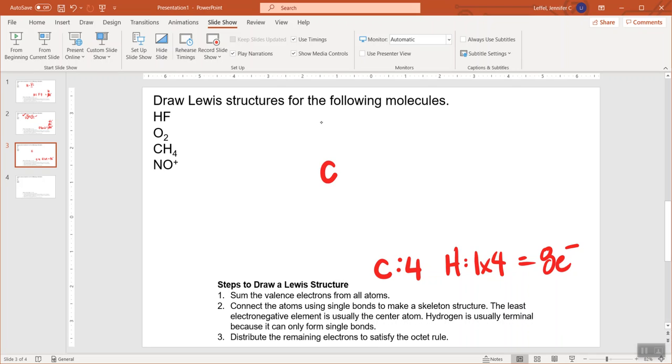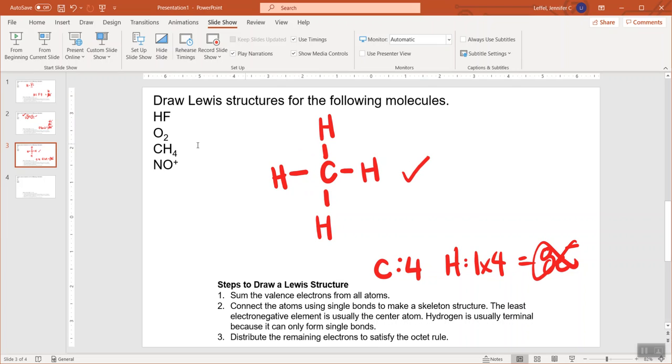And I know that I have to attach 4 hydrogens onto this carbon, and I've got 8 electrons to do that. So I'm just going to start with my single bonds here. And after drawing those 4 single bonds, I've already run out of electrons. I have no electrons left. So now I just need to check if my atoms are satisfying the octet rule. So the carbon has 8 electrons around it, and each hydrogen has 2 electrons around it. So this is the Lewis structure for CH4, methane.